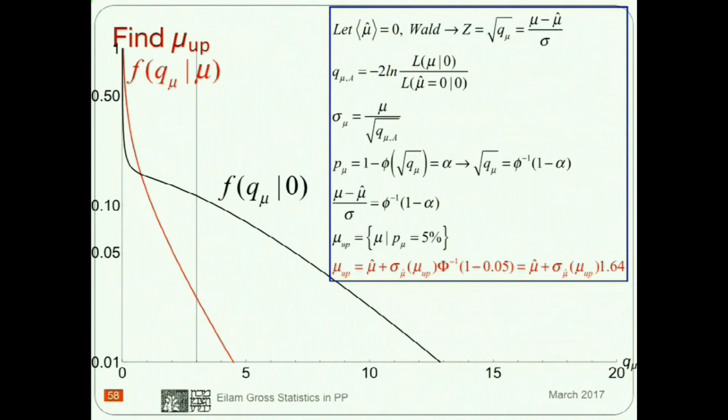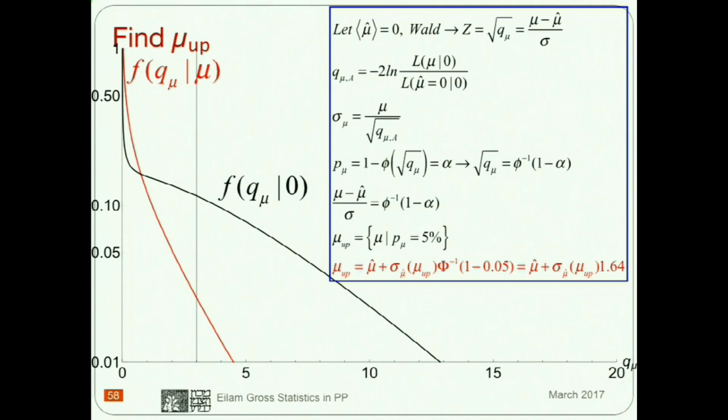So here is some formulation. Here I look at a log scale. Let the null hypothesis be h mu. An alternative hypothesis is with the expectation of mu hat equals 0. So there is a significance for the alternative hypothesis observation, which is the square root of q mu. Here I can calculate q mu Asimov and get sigma mu equal to mu over the square root of q mu Asimov. We already derived it.